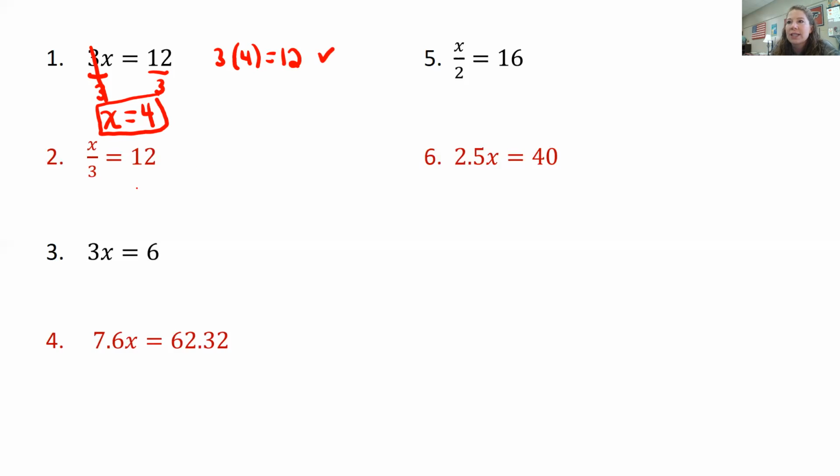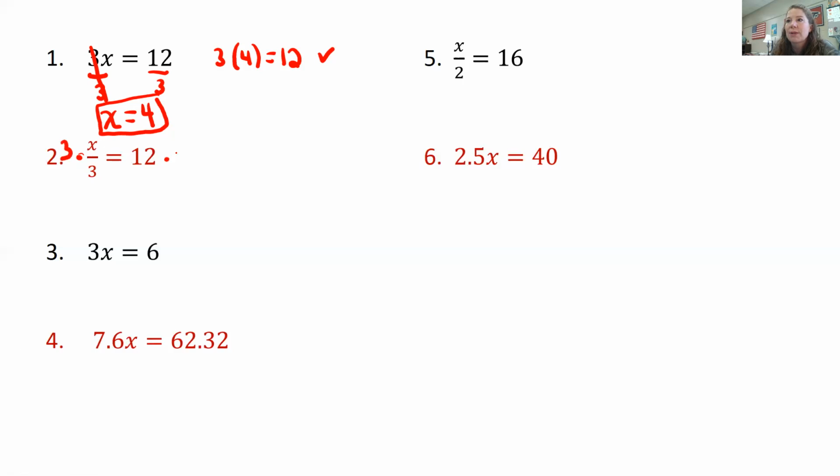All right, now look at number 2. This says x divided by 3 equals 12. So what is the opposite of dividing by 3? Well, the opposite of dividing is multiplying. I was about to put a 4 for whatever reason. The opposite of dividing by 3 is multiplying by 3.